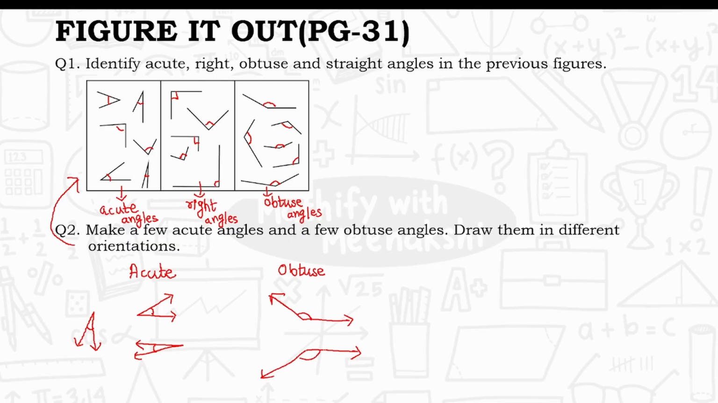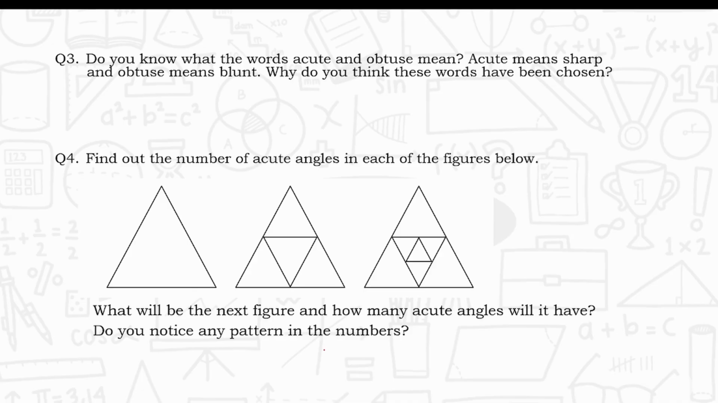Let's move to question number 3. Do you know what the words acute and obtuse mean? Acute means sharp and obtuse means blunt. Why do you think these words have been chosen?